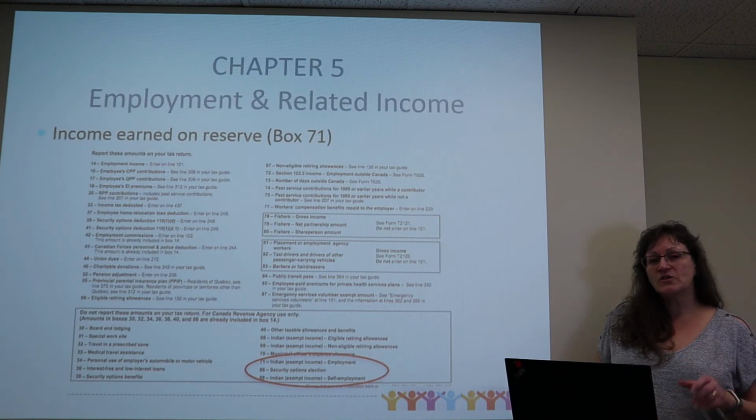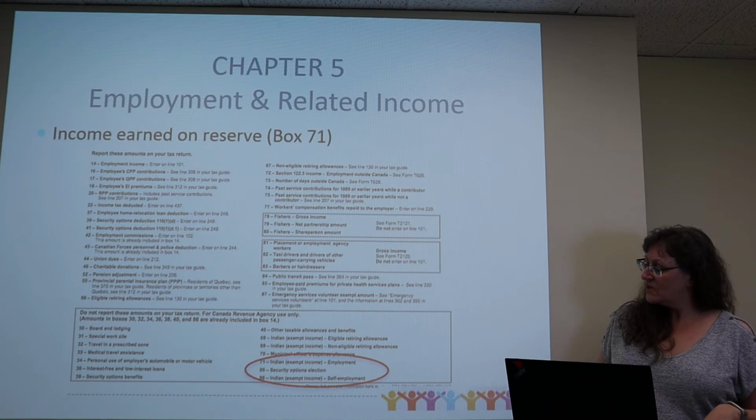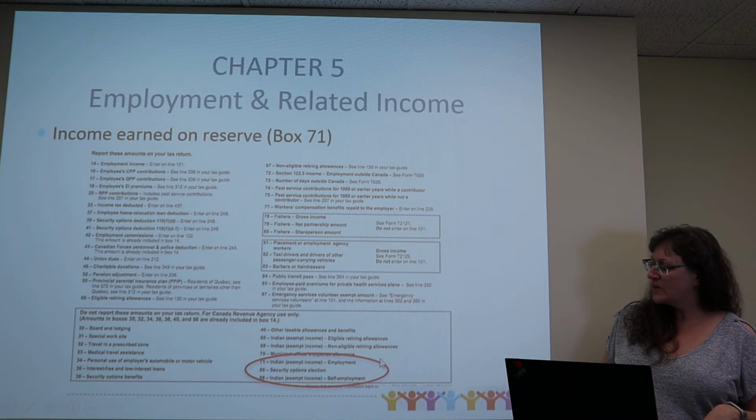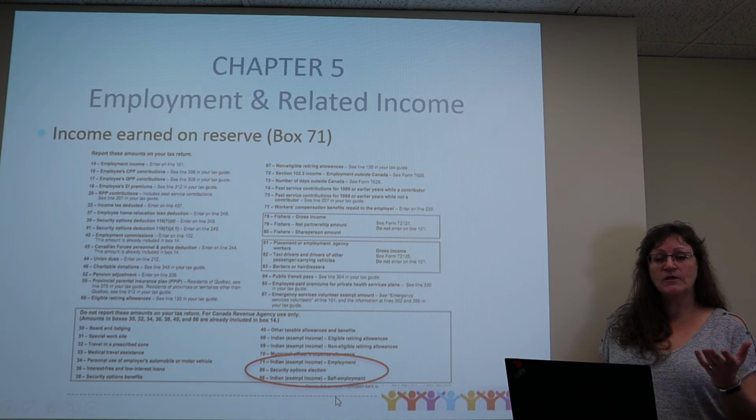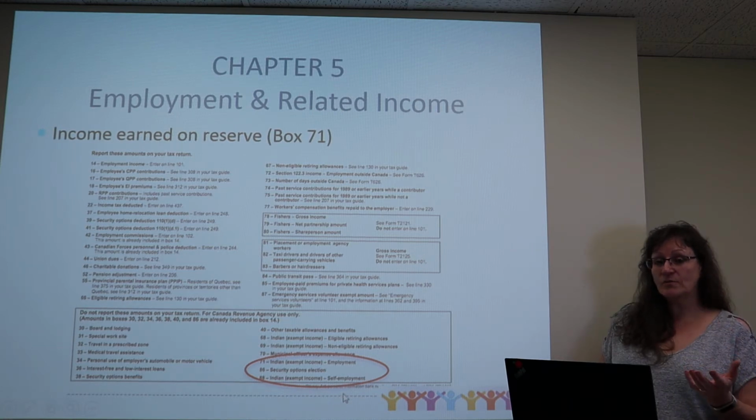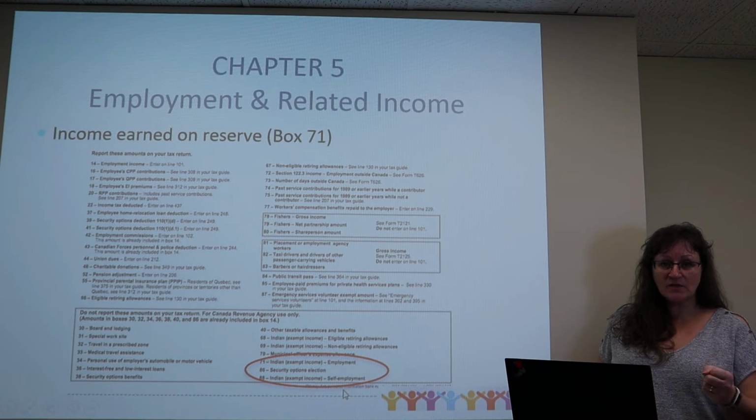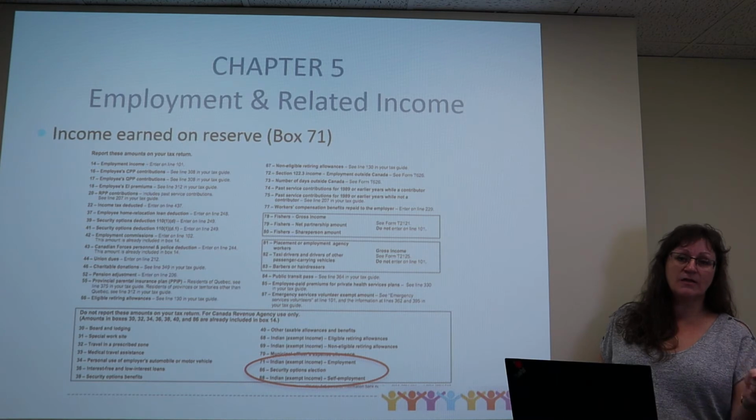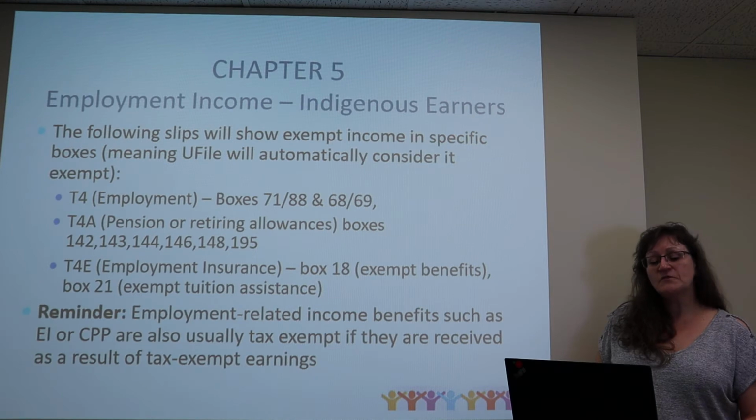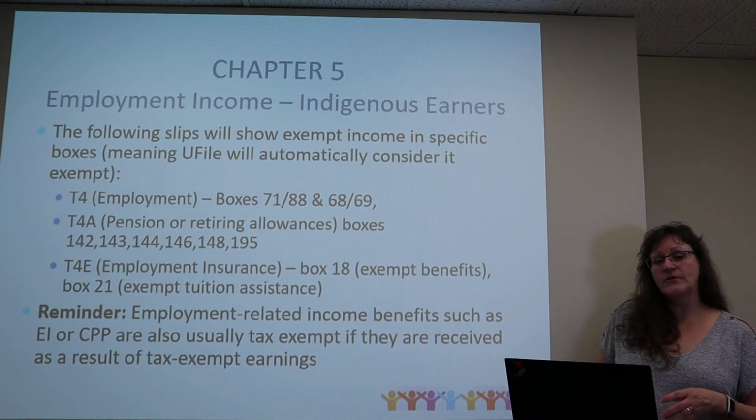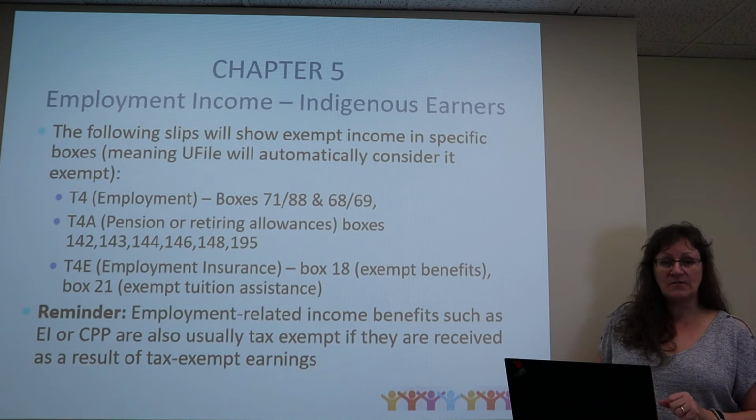So when we look at the information on the back of a T4 slip, we can see that one of the boxes identified in the lower portion here is box 71, which is Indian exempt income. If an employee has an amount shown in box 71, then that is right away telling the software, when we enter it, that this is exempt income, and it will automatically remove it from the tax calculations. There are other boxes in different slips that will also identify for the software that this income is completely exempt from tax because it is earned by an Indigenous individual.